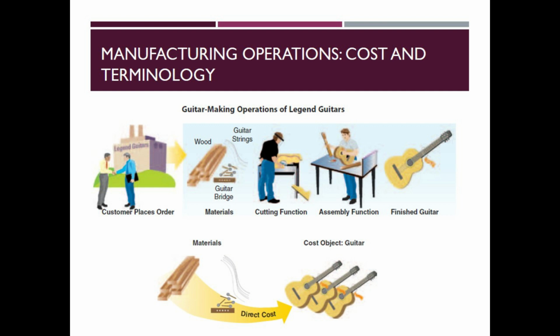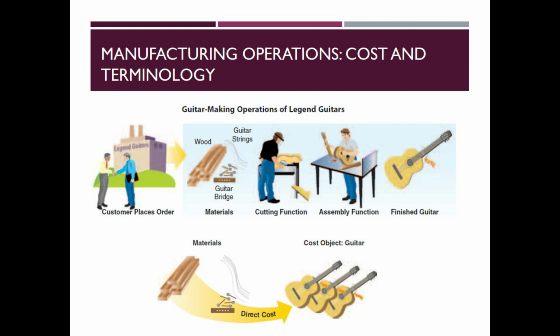After that has been done, it will be passed on to the assembly line, in which the body and neck would be assembled. After the assembly is complete, the guitar would be painted and finished. That would result in a finished product, which is the finished guitar.